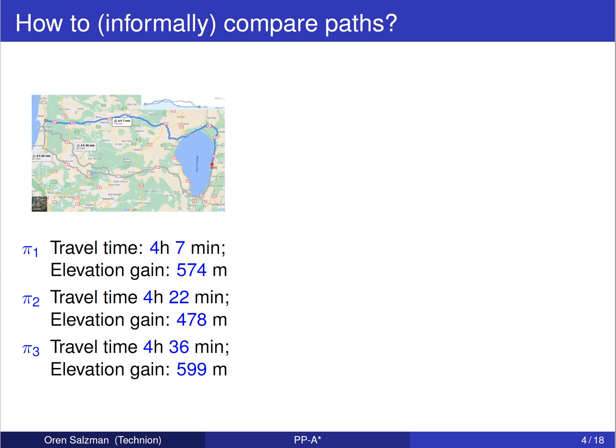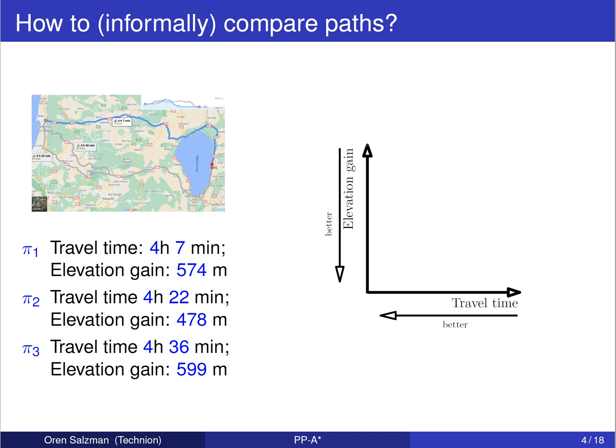Let's try to develop some technical machinery so we can formally talk about this problem. So in our motivating example, we had three paths: pi 1, pi 2, and pi 3, each with its own travel time and total elevation gain. And we can think of these paths as points on a two-dimensional plane. Here, the x-axis is going to be the travel time. The y-axis is going to be the total elevation gain. And a path is a point on this plane. And we want the path to be as close as possible to the origin. Namely, the smaller, the better on both the x and the y-axis.